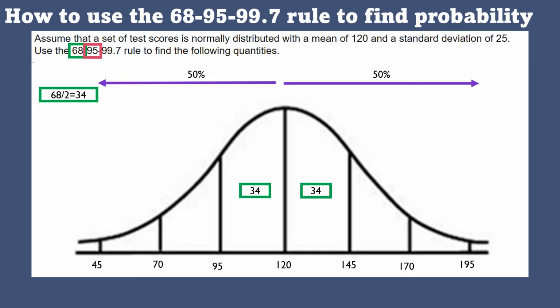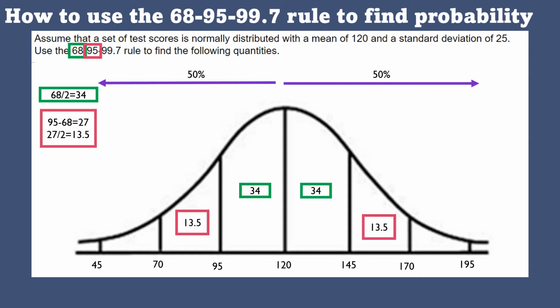Next, we're going to use the 95. Now, 95 is going to be all the way from 70 to 170. But since we already have 68 labeled, we're not going to put 68 on there. We're going to take the 68 out of the 95. 95 minus 68 leaves us with 27 more. We're going to divide that by 2, and we get 13.5. So we can put that in those two sections.